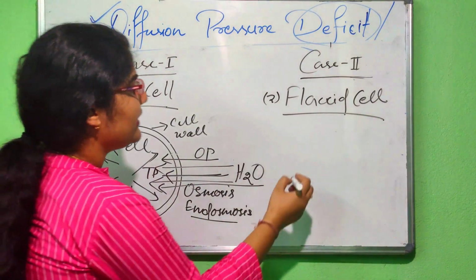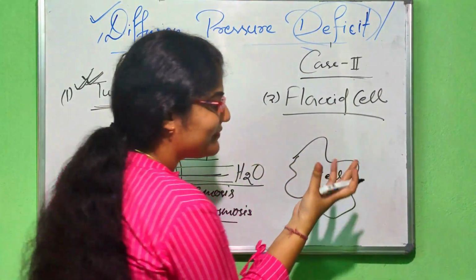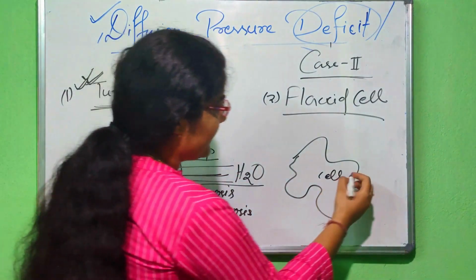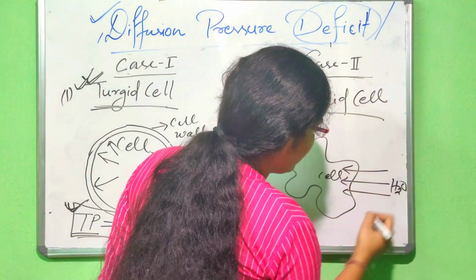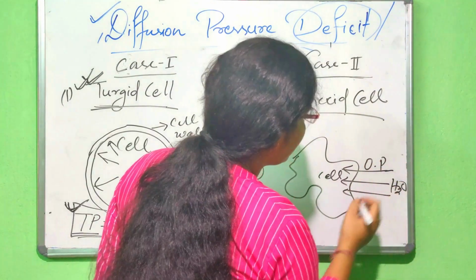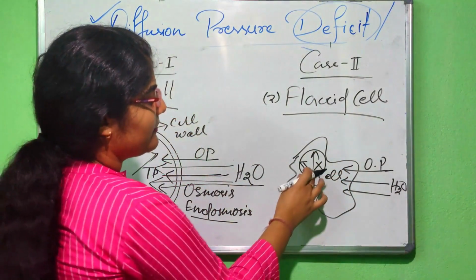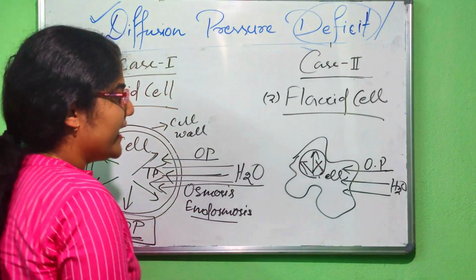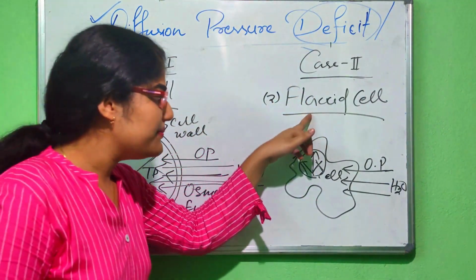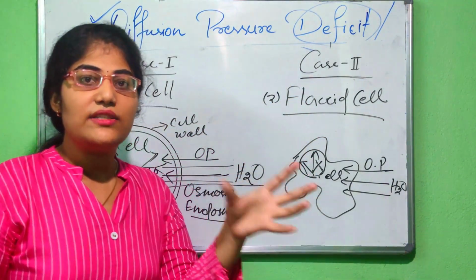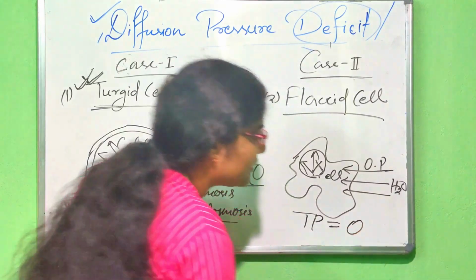Then come to the flaccid cell. See, it is a cell, it is flaccid, squeezed. Here water enters only by the osmotic pressure or OP, but there is no Turgor pressure. Mark the point. There is no Turgor pressure. If Turgor pressure is there, then it is turgid, not flaccid. Flaccid means there is no turgidity. It is a squeezed cell. So in this case, TP is always equal to 0.